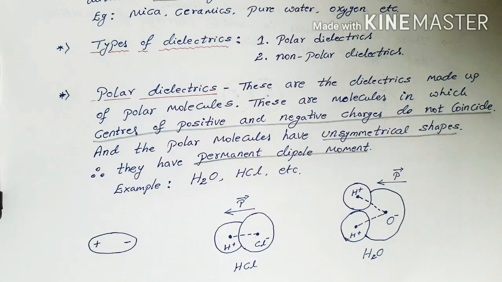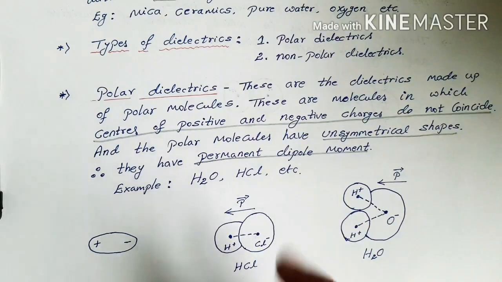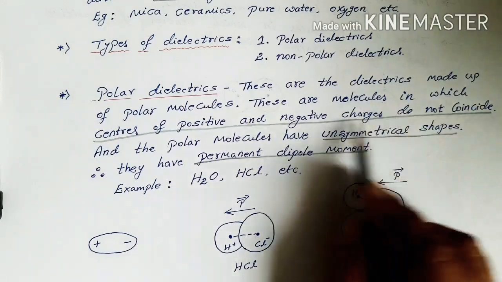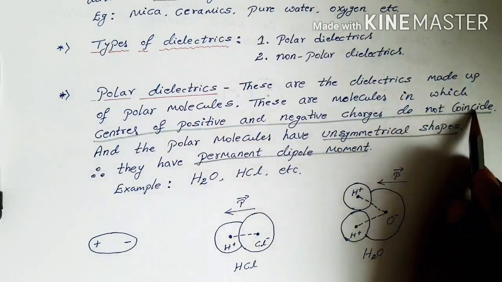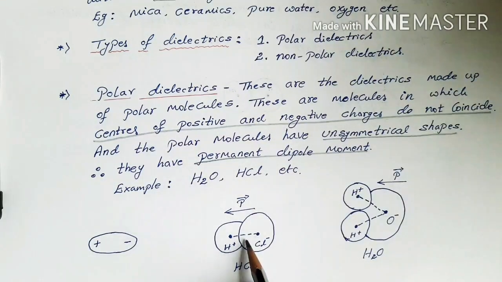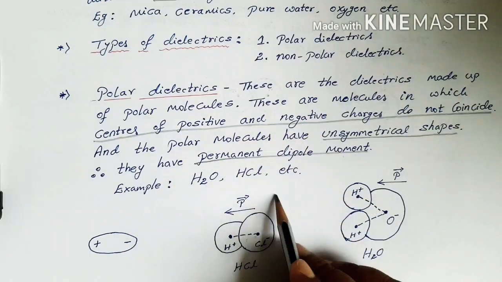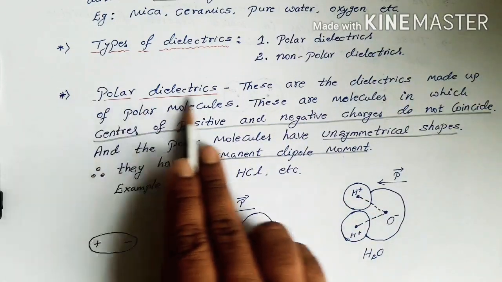If the positive and negative charges coincide, overlapped one on another with centers coinciding, then the distance becomes zero, and then the dipole moment becomes zero. But in this case, the centers do not coincide. There is some distance, right? Hence they have a permanent dipole moment. So these are the characteristics and properties of polar dielectrics.